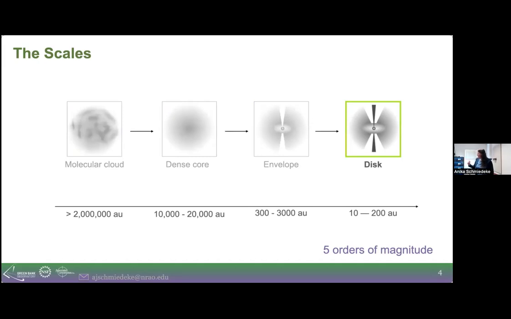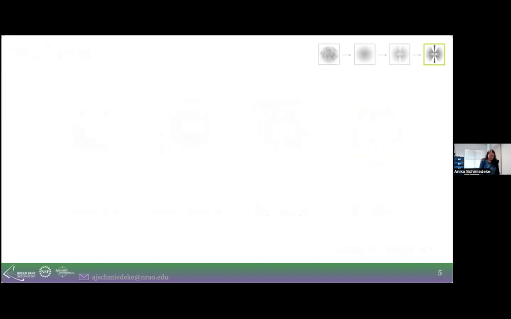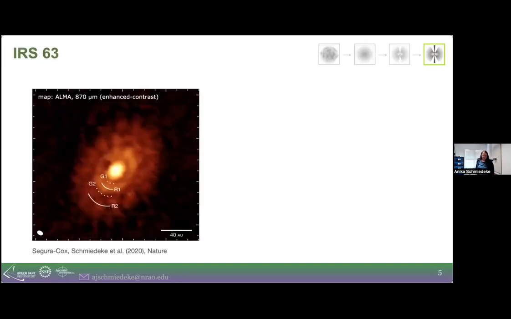We will start now with the smaller scales with the disk. I will have the scale sizes, what we are talking about, in the top right corner of your slides, so you always have an idea about which scales we are talking about on the individual slides. So now we are in the smallest scales. There's one object that's located in a few cores. It's called IRS 63. This is a class 1 protostar.